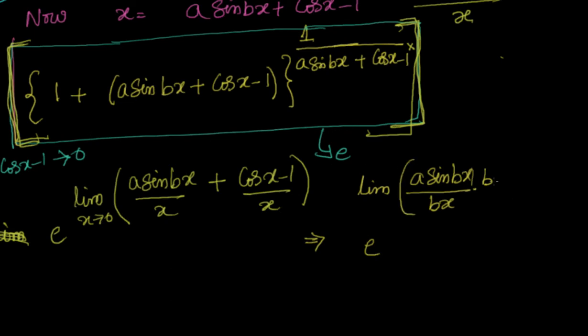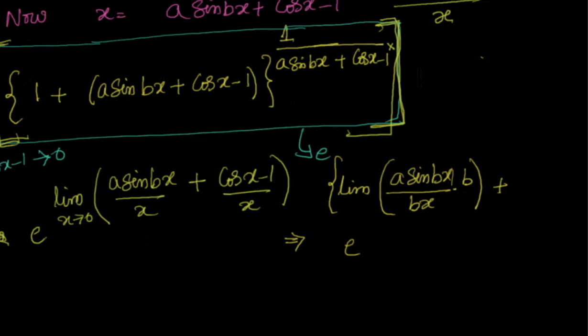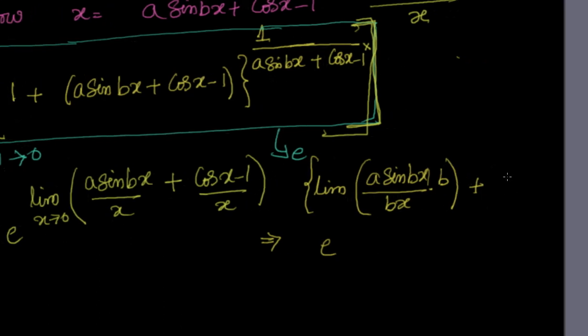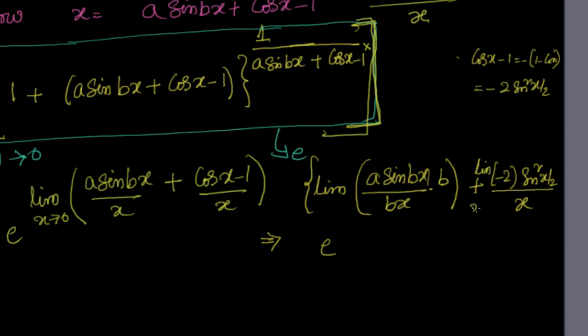Then you will have next, the next one you have is cos x minus 1. What is cos x minus 1? Let us check. Cos x minus 1 is minus of 1 minus cos x. That is equal to minus of 2 sin square x by 2. So can I say minus 2 into sin square x by 2 by x. So I'll try to simplify that. Again there is one limit here as x tends to 0. So this is separate. Okay.